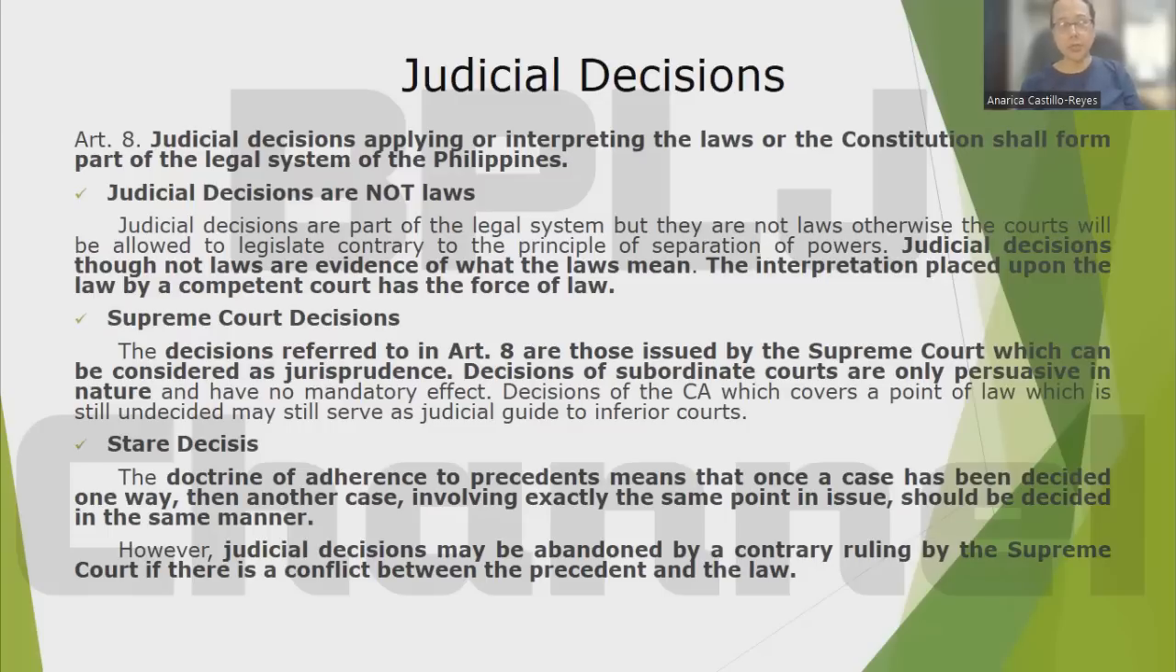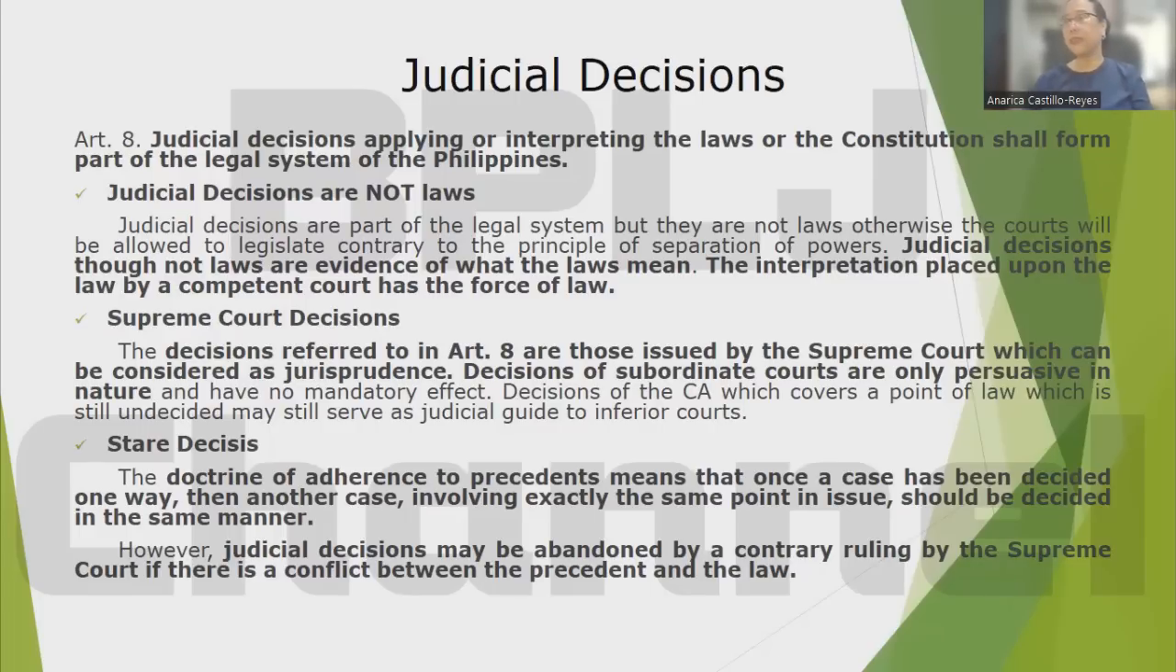Okay? The decisions referred to, however, when we say judicial decisions, apply to the decisions issued or promulgated by the Supreme Court. Decisions of subordinate courts like the Court of Appeals and the regional trial courts are not considered as having the force of law. Why? Because they are only persuasive in nature.